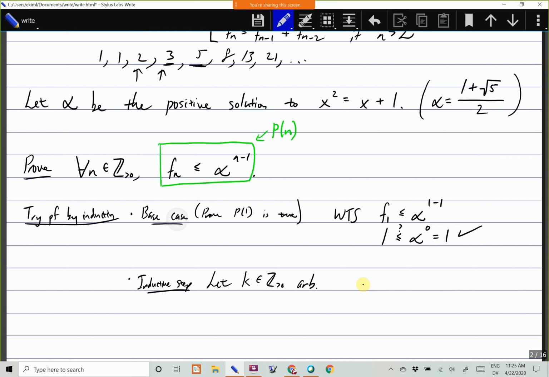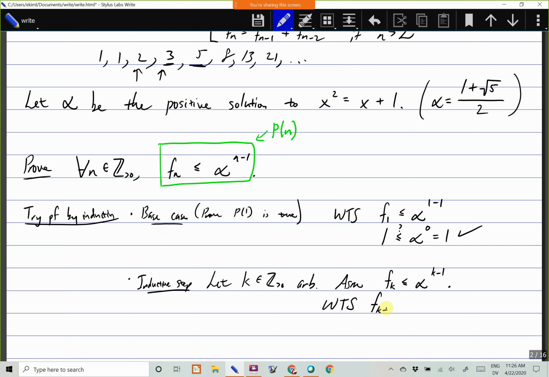So we assume P of k. In other words, the green box thing, that's P of n, so replace all the n's with k. So assume that f sub k is less than or equal to alpha raised to the k minus 1 power. So that's P of k. And then we want to show P of k plus 1, meaning we should write down what's in the green box again, but replace every n with a k plus 1.